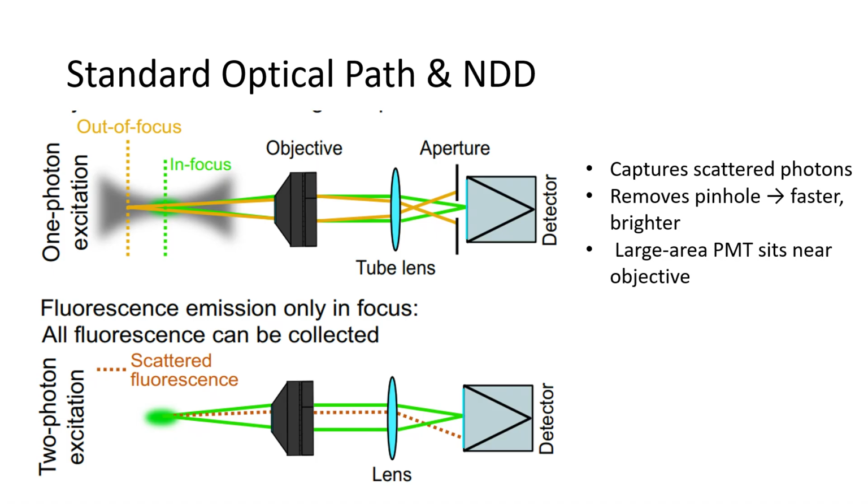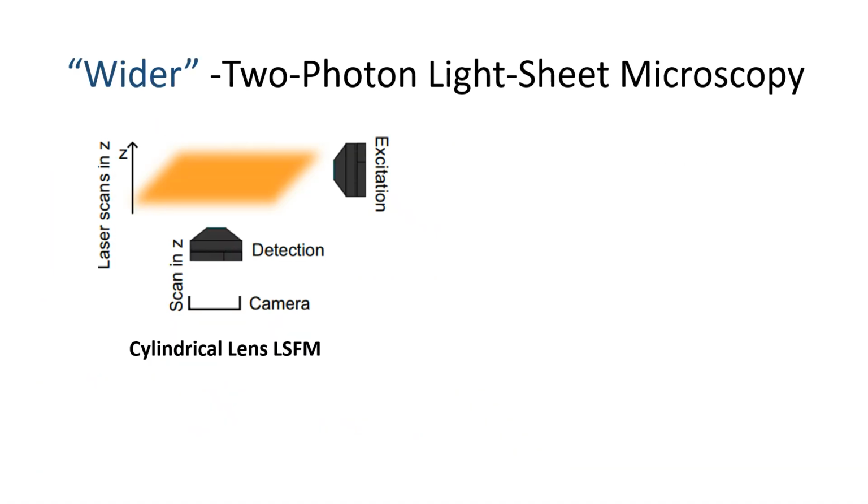Large-area photomultiplier tubes sit right behind the objective in the so-called non-descanned detection arm. They capture every scattered photon that exits the tissue, boosting collection efficiency by roughly a factor of 3 compared with pinhole-limited descanned detection. Remember this architecture, because the next 3 slides are all extensions of this backbone.